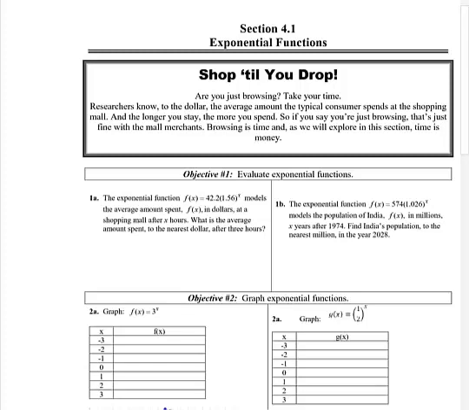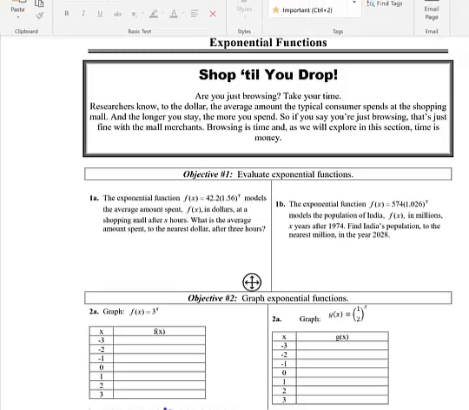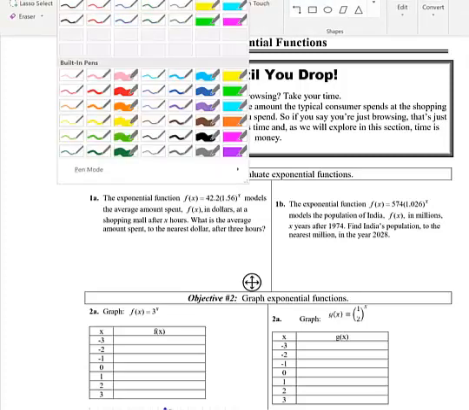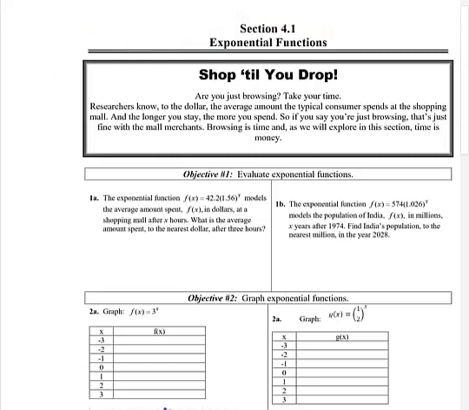Hello. Today we get to start a new chapter in our lives. That's very exciting. If I'm being honest, I'm kind of getting tired of polynomials and rational functions and I'm ready for a change of scenery, and that's what this chapter is all about.